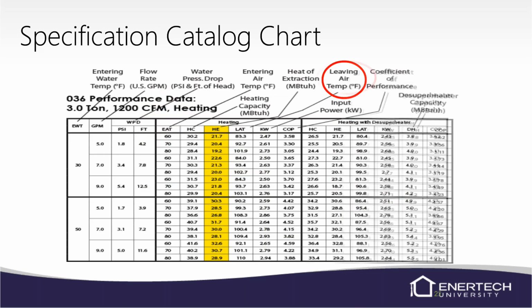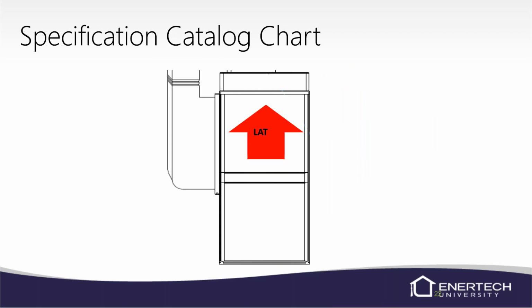Leaving air temp is just that. It is your supply air temperature. Normally, we're about 20 to 25 degrees temperature difference from your return air to your supply. So that'll give you a rough idea of where you should be when you're doing some calculations.